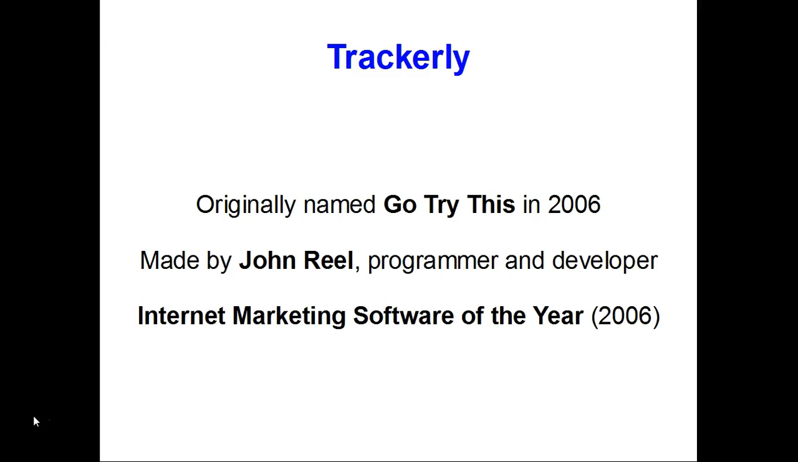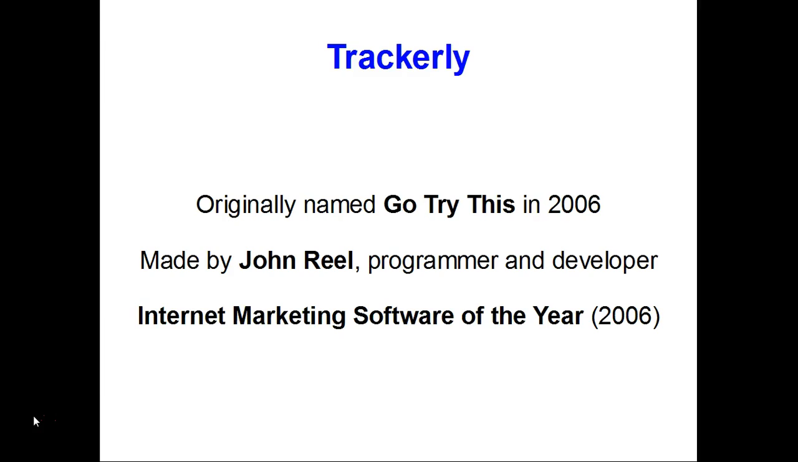Trackerly is a link redirection and tracking system that aims to be the most complete and advanced software of its kind that you can find. It was originally named Go Try This, and it is made by John Reel, a software programmer and online entrepreneur based in Canada, who published the original version in 2006. The software won an award for Internet Marketing Software of the Year in 2006, and it has been used by numerous internet marketers for several years. Therefore, it's not a scam or a hoax, and you can be sure that this software is legit and made by a successful company.